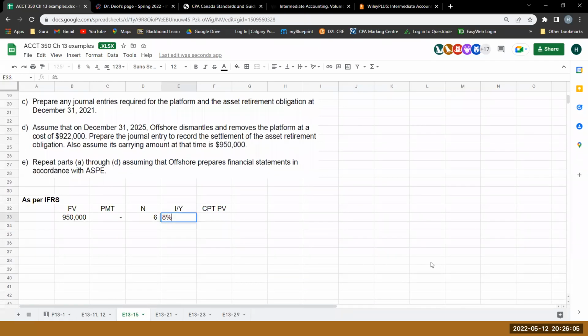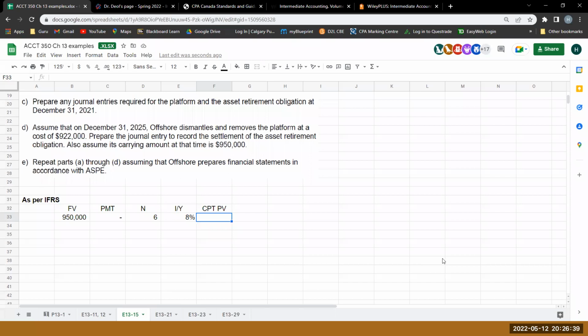Now, if you folks use your BA2 Plus calculator, your calculators are set up to recognize that the I by Y is a percentage. In Excel, you have to specify that it's a percent. Otherwise, it doesn't know. Google Sheets is kind of like Excel. So the formula that you want to use to calculate the present value is PV. Excel is nicely set up. You can just go in and input what it wants, and then it spits out the answer.